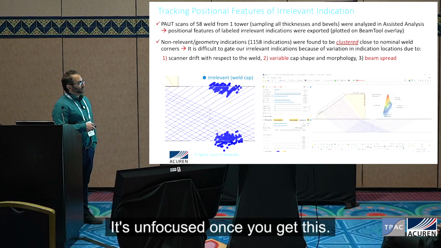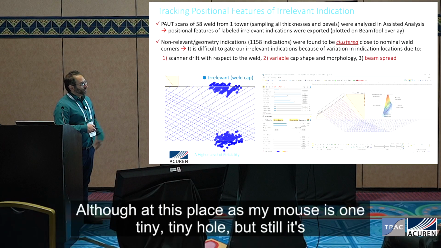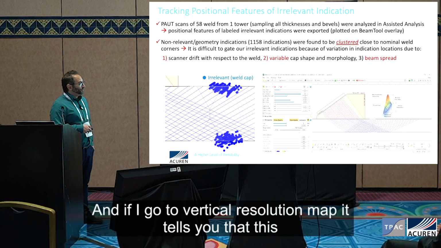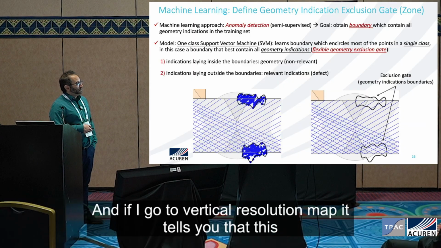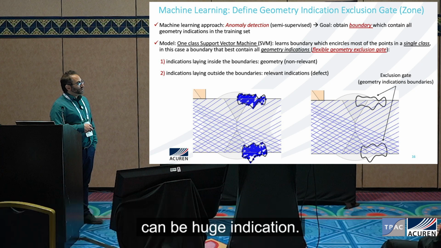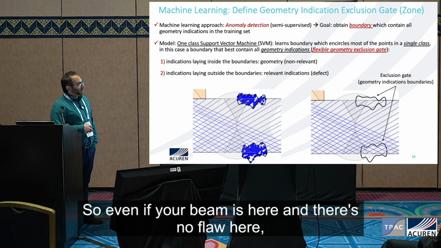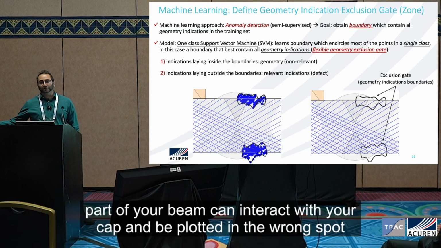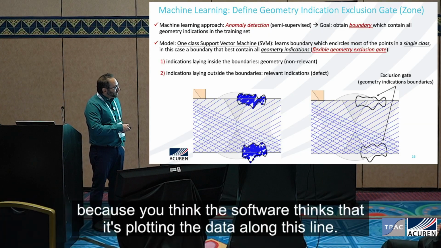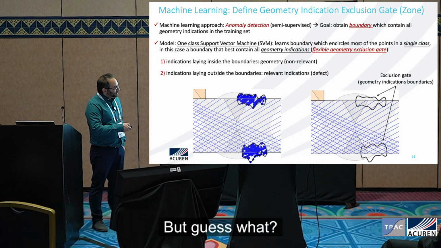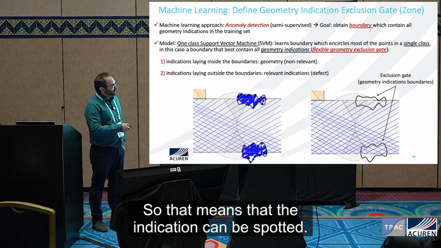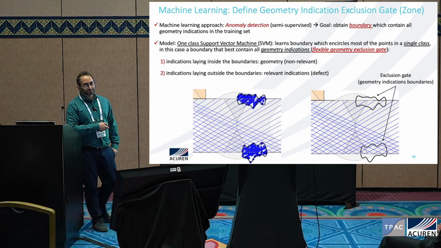It's an unfocused one, so you get this. Although at this place where my mouse is there's one tiny, tiny hole, still it's like a large indication there. And if I go to the vertical resolution map, it tells you that this can be a huge indication. So even if your beam is here and there's no flaw here, part of your beam can interact with your cap and be plotted in the wrong spot, because the software thinks that it's plotting the data along this line. But guess what? Part of that beam spread is already catching your cap. So that means that the indication can be misplotted.